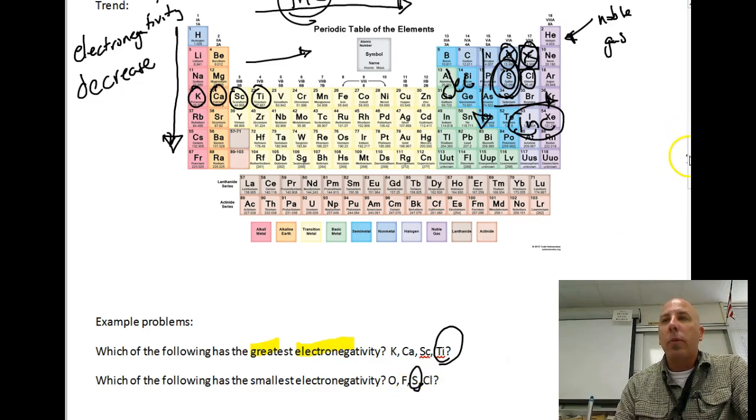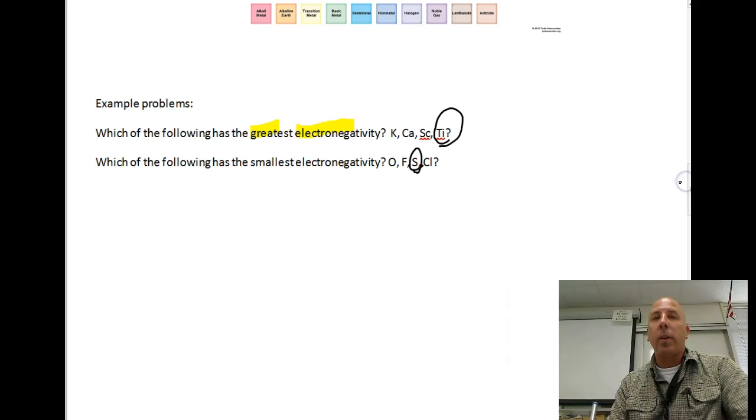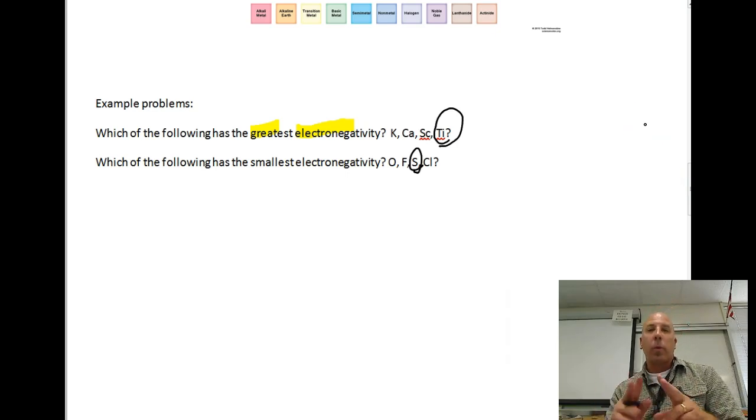Okay, and so those are the first of two trends. There will be another video following this, part 2, where we're going to deal with two of the other trends that we can make predictions about, what happens as you go down a group from top to bottom and left to right across a period on the periodic table.